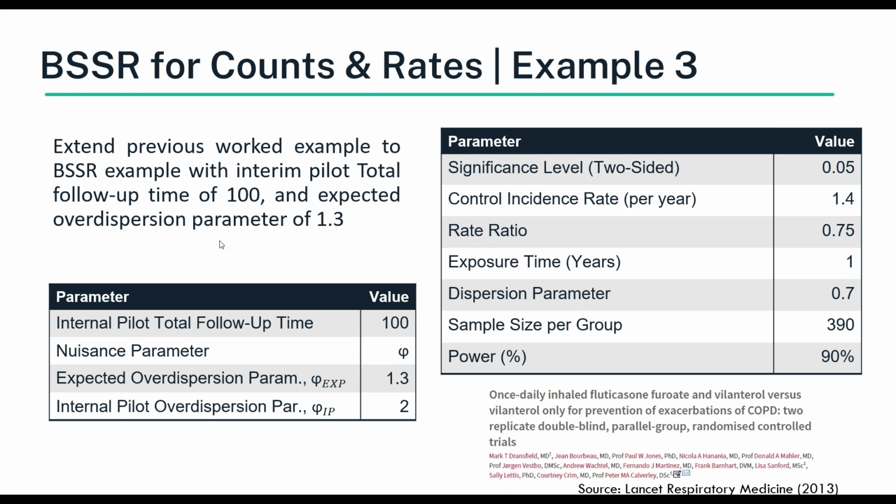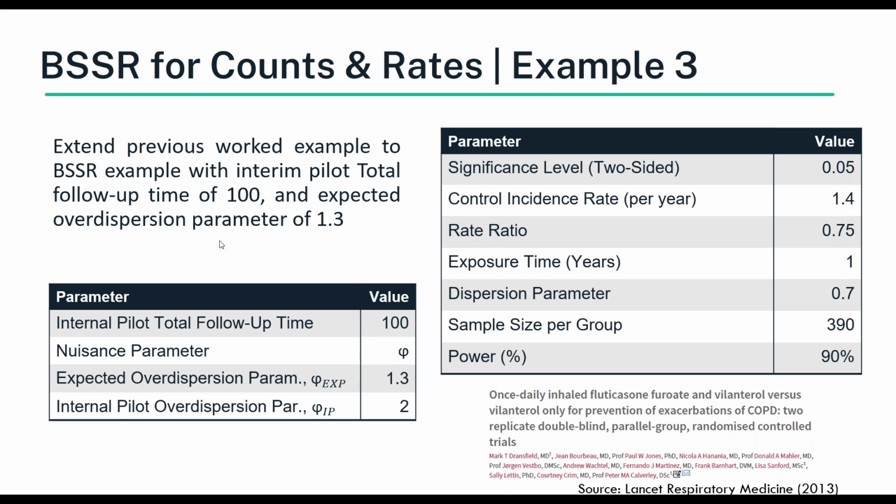And we are going to be assuming that our interim pilot data is up to a total follow-up time of 100. And we'll be using this internal pilot data in order to inform us about our nuisance parameter, which will be the over-dispersion parameter. And we will see that the internal pilot over-dispersion parameter estimate will turn out to be approximately 2.